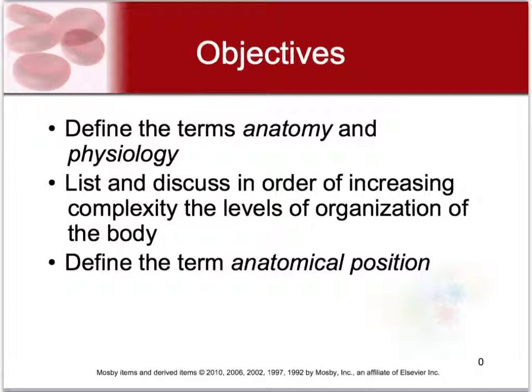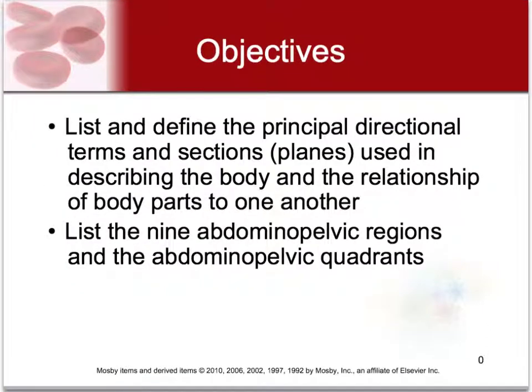And then finally we're going to look at the term anatomical position, and what that means when you're looking at medical language. It is anything that is defined as if the patient were in anatomical position. So it's going to make a little bit more sense as we go along. So you're going to be able to list and define the principal directional terms, the sections or planes of the body. You're going to describe the body's relationship with other body parts, like how does everything work together. And you're going to be able to list the 9 abdominopelvic regions of the abdominopelvic quadrant. So don't worry, all this is going to make sense.